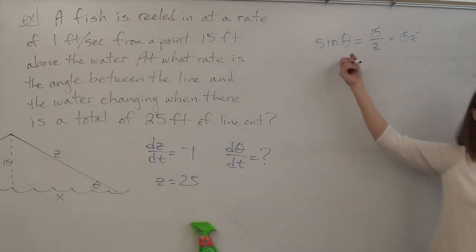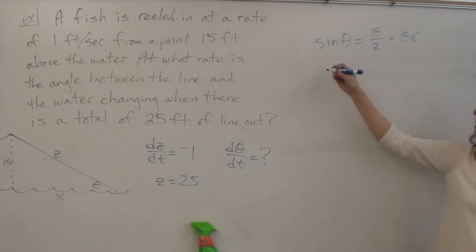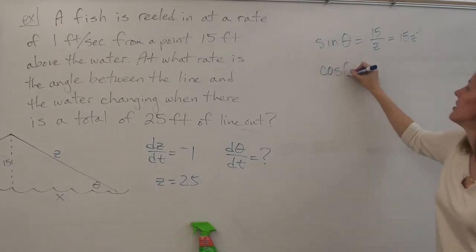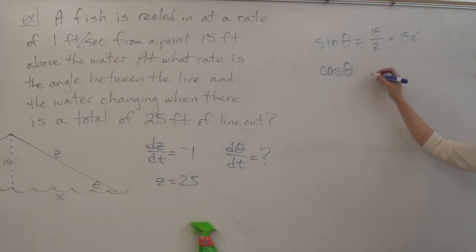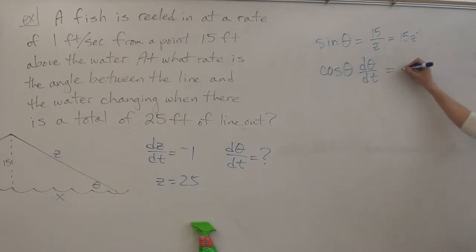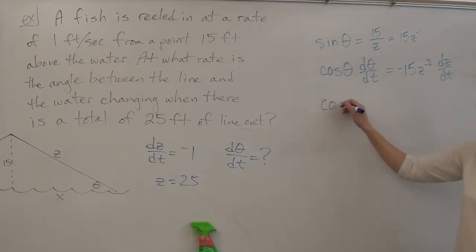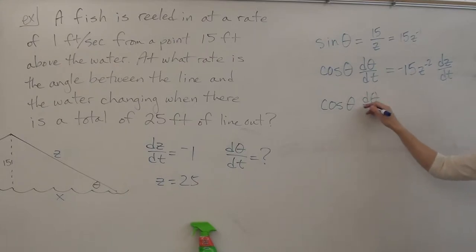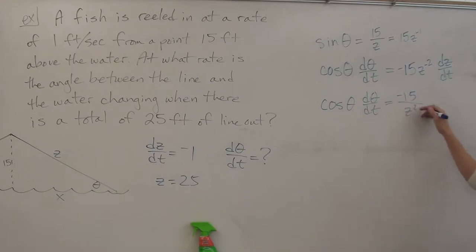Okay, so what's the derivative of sine theta? Cosine theta times d theta dt, because we're differentiating with respect to time, not theta. So it's cosine theta times the derivative of theta, which is d theta dt. So here we get negative 15 z to the negative second times dz dt. So here's what we have, just cleaning it up a little bit. We have cosine theta d theta dt equals negative 15 over z squared dz dt.